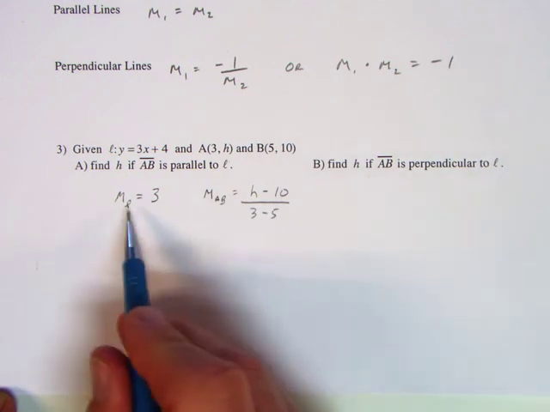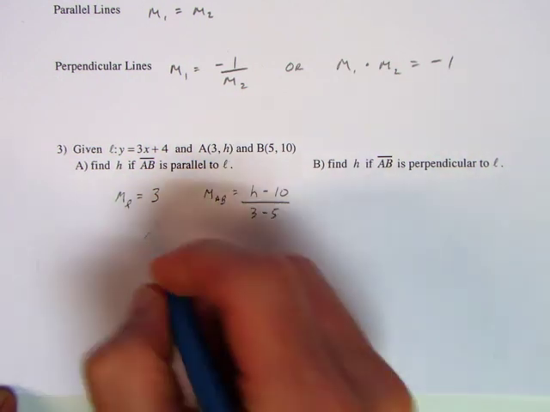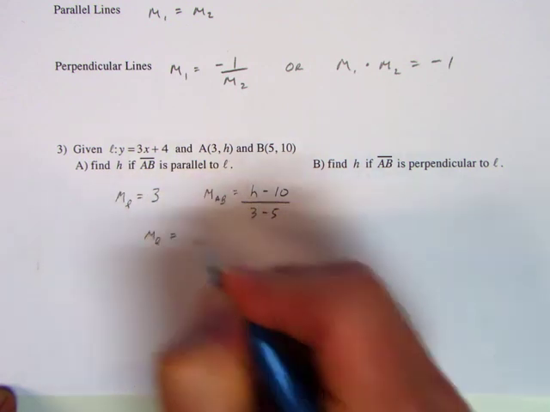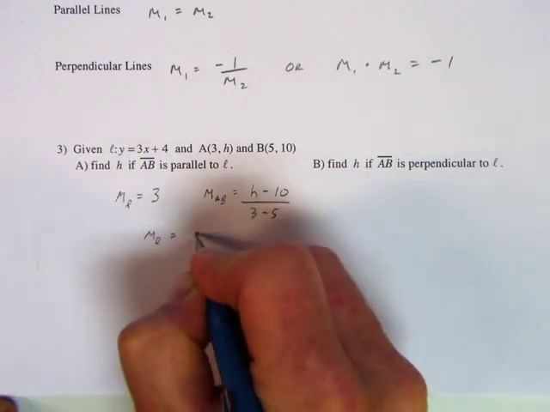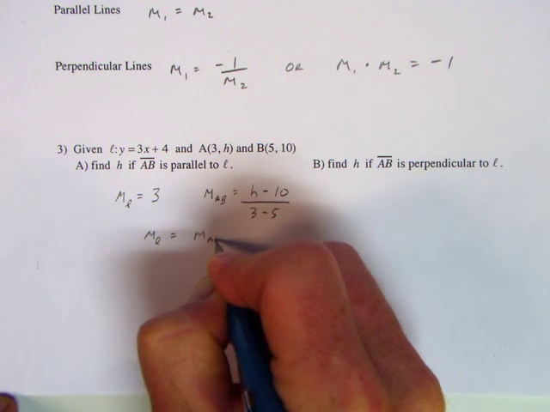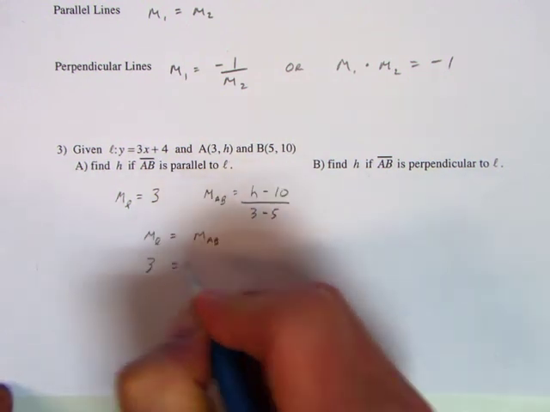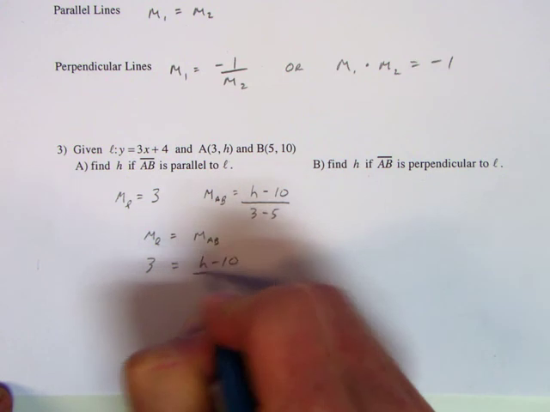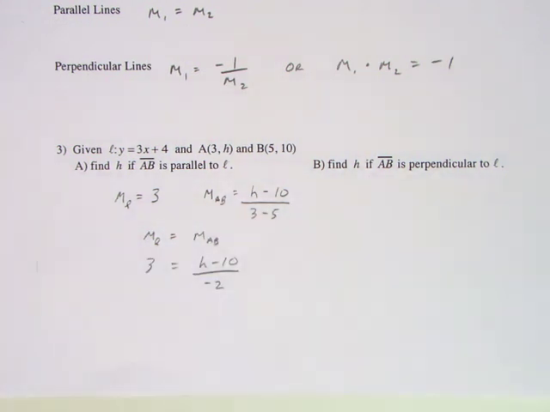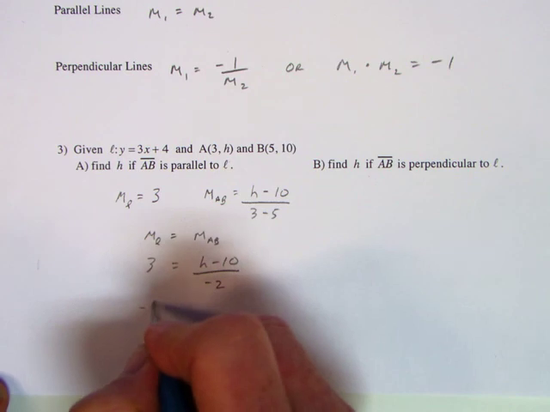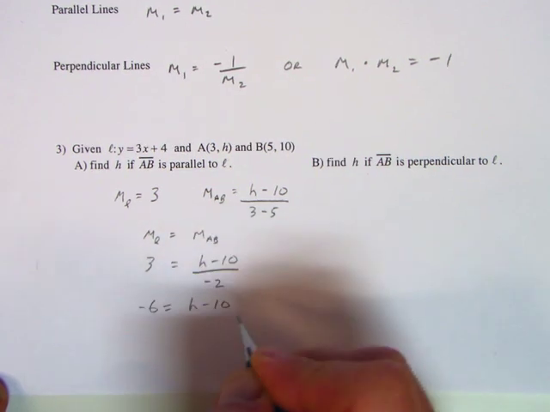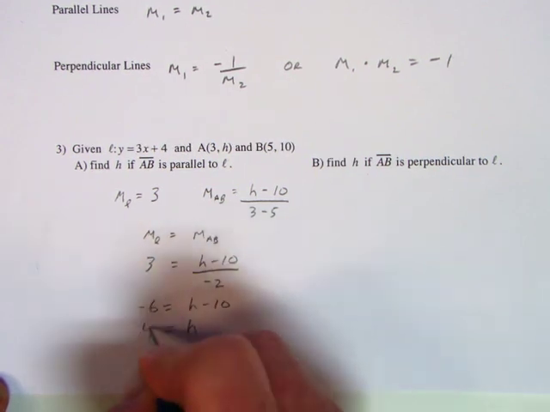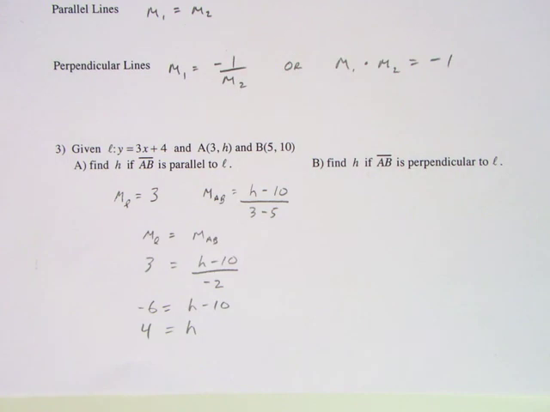Now what can we say about these two since they're parallel? That the slope of the line equals the slope of the segment. So 3 equals h minus 10 over -2. Multiply both sides by -2, so we get -6 equals h minus 10. Add 10, we get h equals 4. So the coordinates of that point would be (3, 4). The only thing it's asking us to do, though, is find h, so we're done.